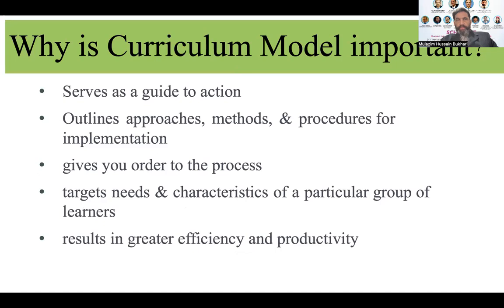What is the importance of curriculum models? The model serves as a guide to action, outlining approaches, methods, and procedures for implementation. It gives order to the process, and targets the needs and characteristics of a particular group of learners, I mean students. The model results in greater efficiency and productivity.